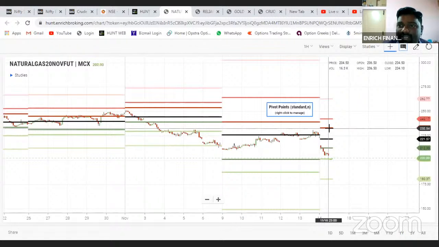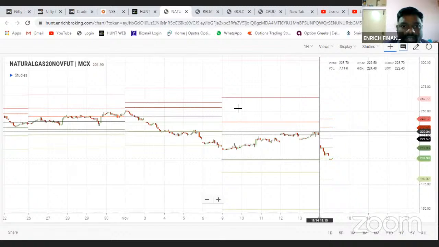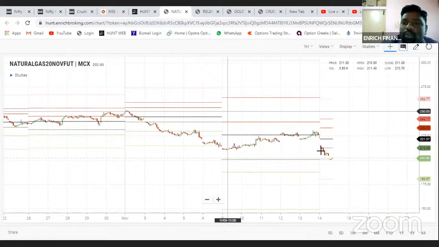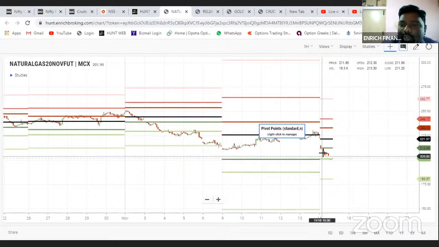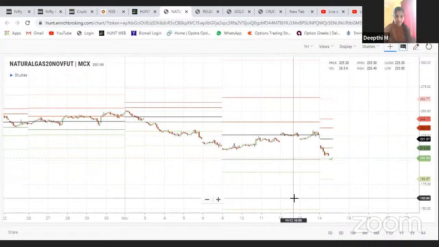We can expect it to reach the 230 level. If it breaks this 230 level, we can expect it to reach 250 also. Earlier I already told you about the weekly forecast, and it will definitely come. So wait and watch. Once it breaks 205, you can go for buy. So I think it will be very useful for them.